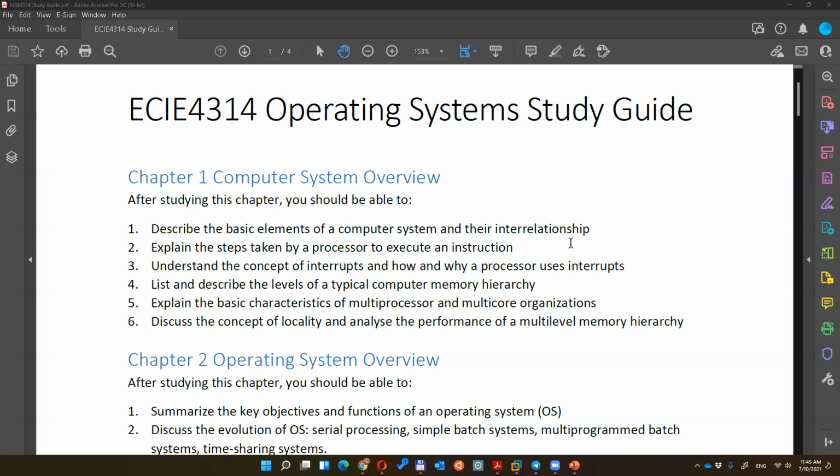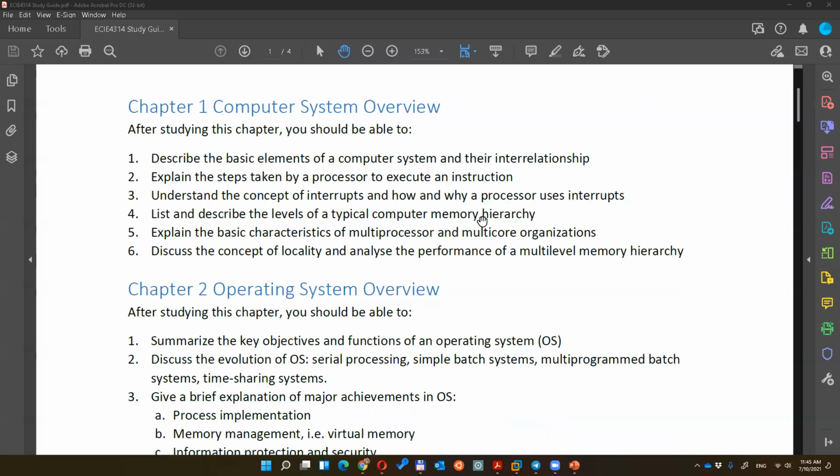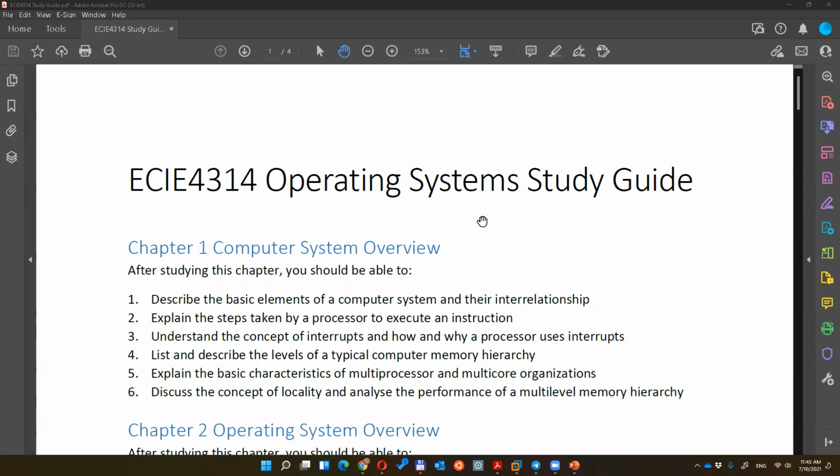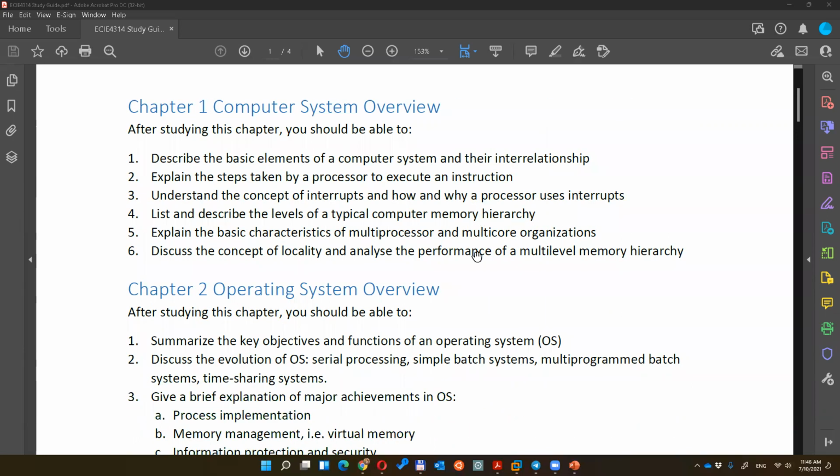For chapter one, there are six learning outcomes that we want to achieve by the end of the chapter. This will contribute to the learning outcome of the course and then contribute to the program outcomes. If you don't know this, all the quizzes and the midterm will be based on this. If you can answer or describe from the study guide here, then you have mastered that particular chapter.